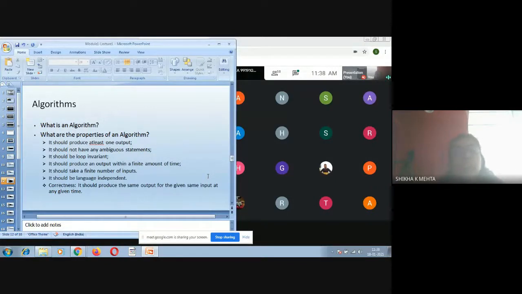Then it should be a loop invariant. You're going to have certain loops which you have to mention precisely: where the loop starts, what the initial values are, and when the loop will end, what the conditions are. So you should make it clear. It should also produce an output within a finite amount of time.